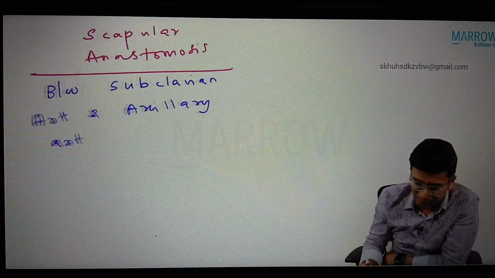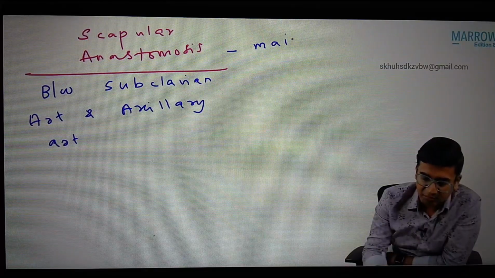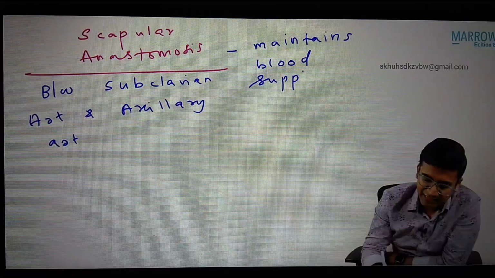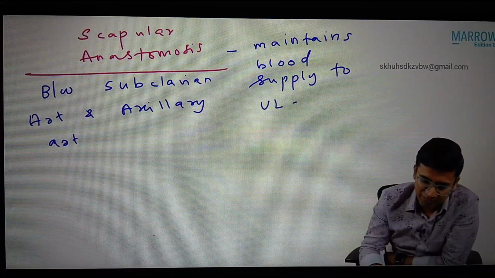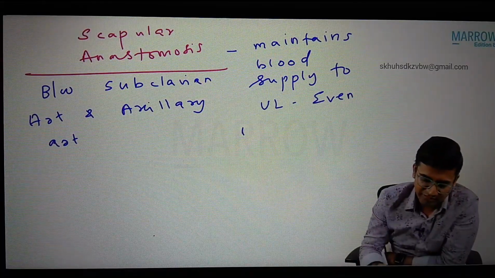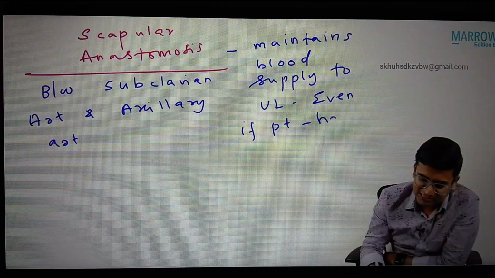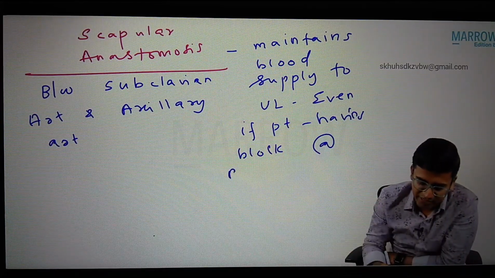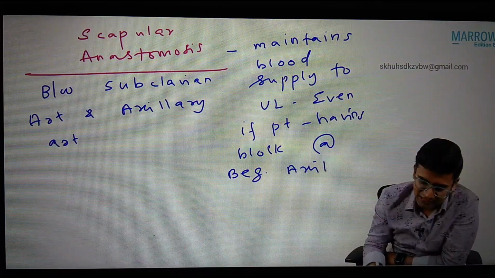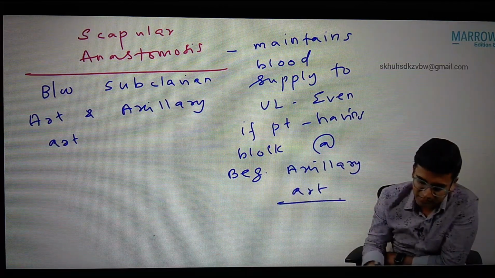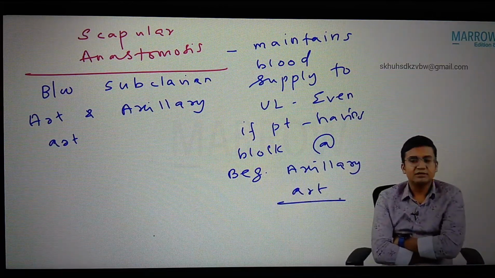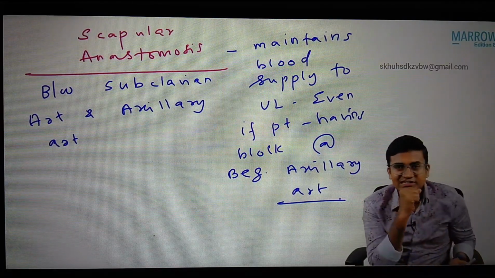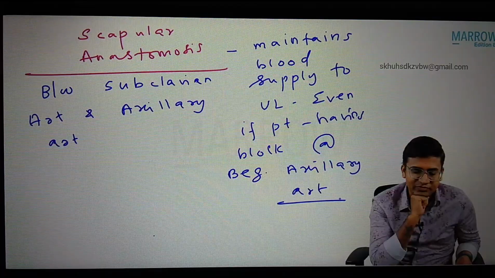This scapular anastomosis maintains the blood supply to the entire upper limb, even if the patient is having a block at the beginning of the axillary artery.